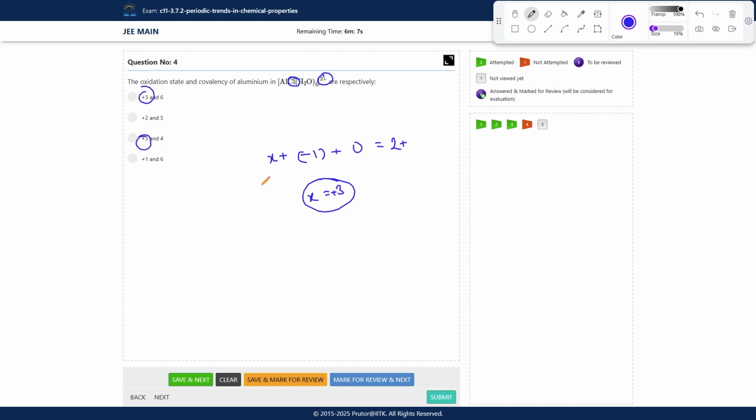Now what about the covalency? This is the important one. 6 atoms are bonded to the aluminium, 1 chloride atom and 5 water molecules. Therefore, your correct answer will be A, that your covalency will be 6. So +3 and +6 will be your correct answer. Moving on to the next question.